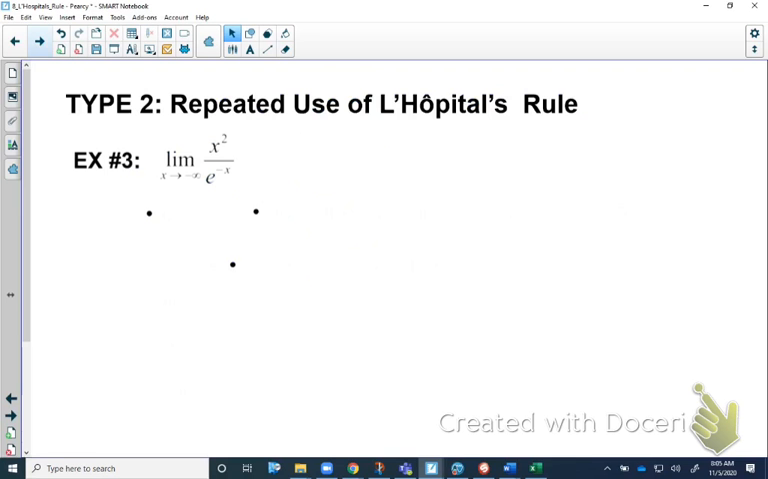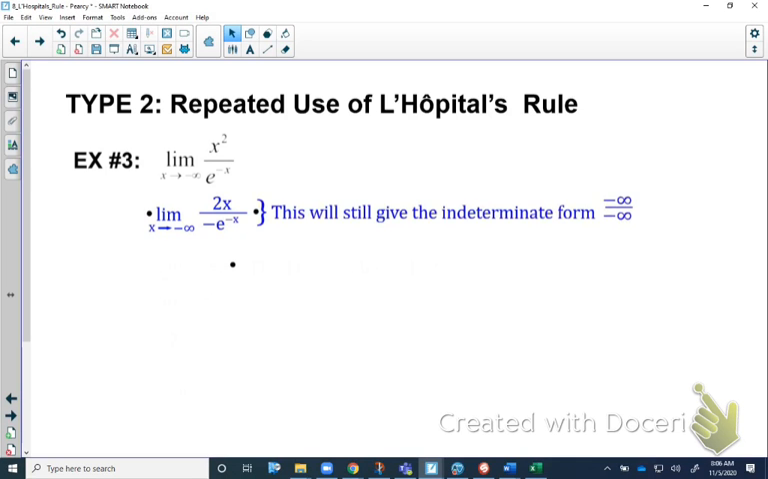Now, the nice thing about L'Hopital's rule is that you can actually use it multiple times. So if you take the derivative of the numerator and the denominator, and direct substitution still results in an indeterminate form, you can continue taking the derivatives. You can go to the second derivative or the third derivative, however many times you need to, in order to prevent that indeterminate form.